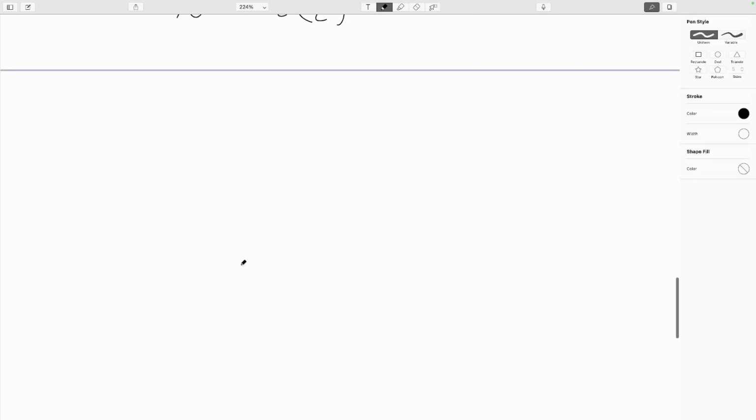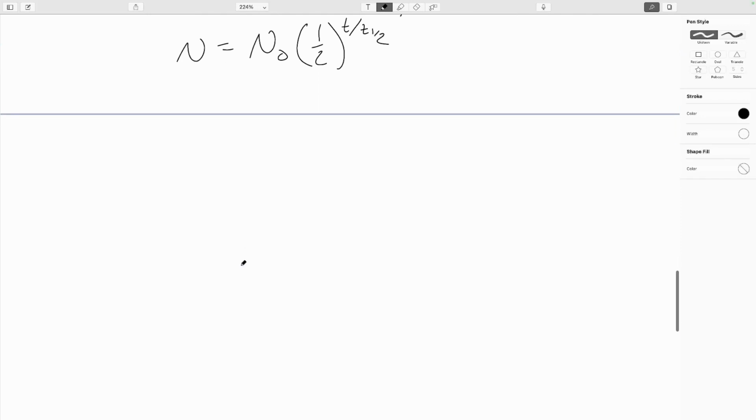The way we can interpret this is, say I plot this. This is my number of particles, and this is time. Let's say this is my initial number, n naught. So we have 1 half-life, 2 half-lives, 3 half-lives.